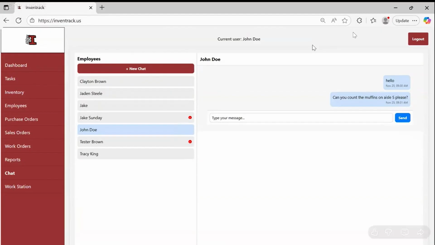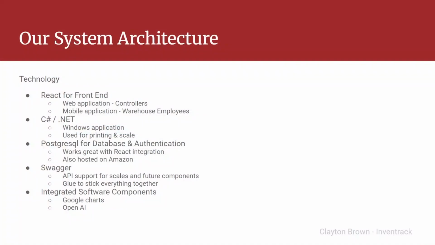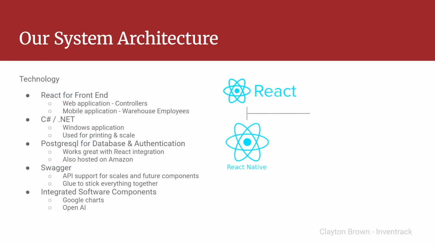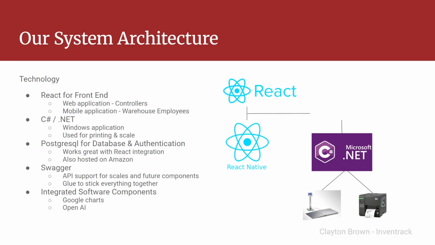For our system architecture, we use React for our front end and React Native for our mobile front end. Our web application was used mostly by controllers and managers, while our mobile application is used for warehouse employees. To help connect our printer and scale together, we use the C# backend. Additionally, for our database, we use PostgreSQL.